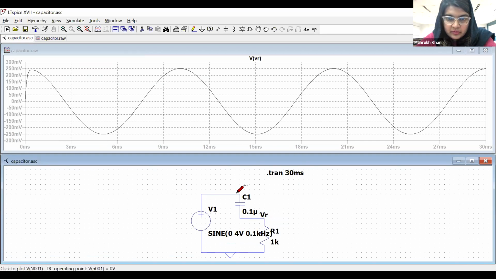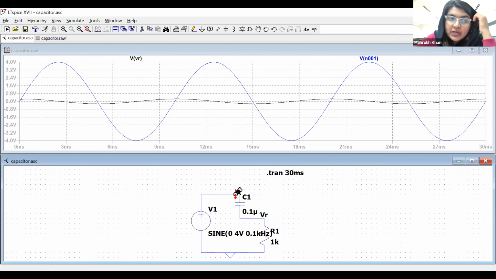So right now, what you want to do here, this is your V naught. The black line is your V naught, and a blue line is your V1, right? So when your V1 is 4 volts, what is the maximum value of VR that you will write, okay?